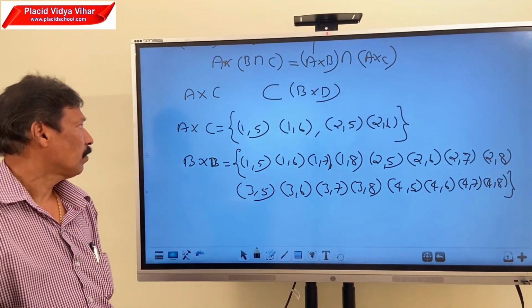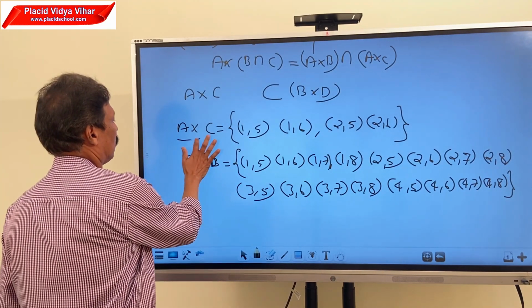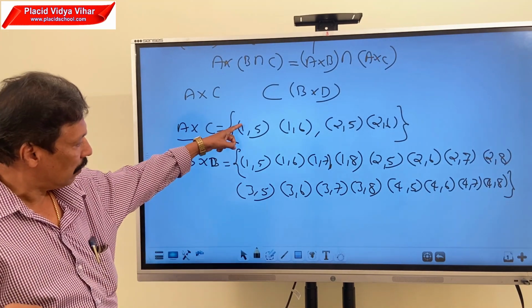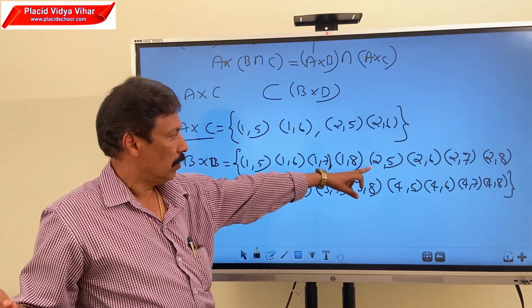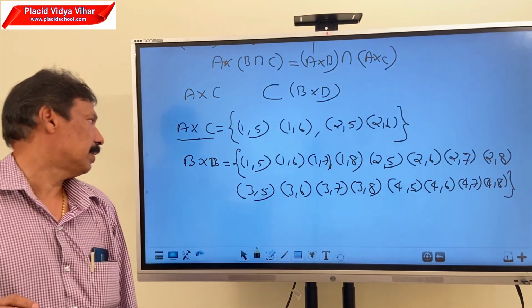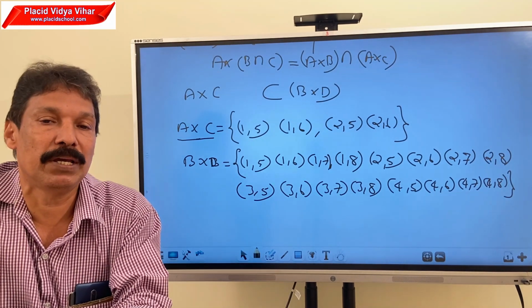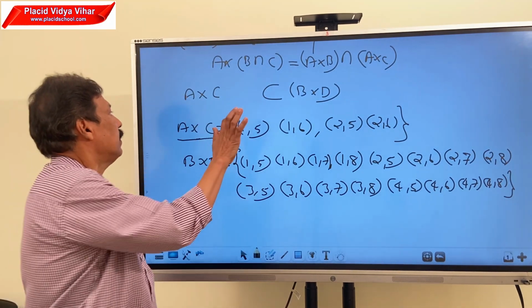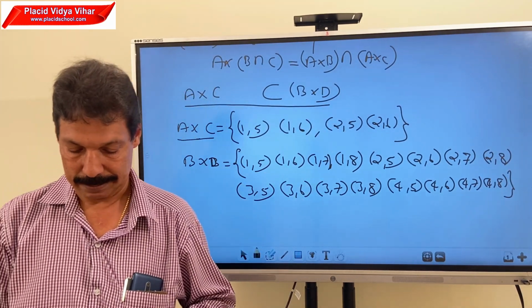Again we can say every element of A cross C, that is (1,5), is here also; (1,6) is here; (2,5) is present here, and (2,6) is also present in B cross D. That is, every element in A cross C is a member of B cross D. So we can say A cross C is a subset of B cross D.